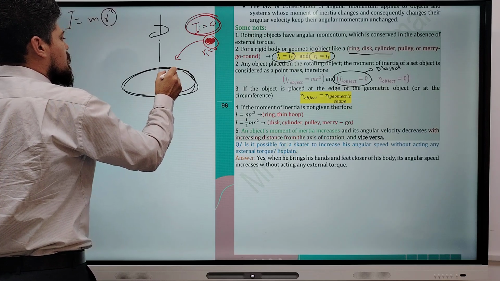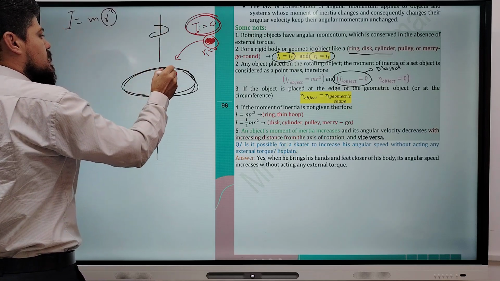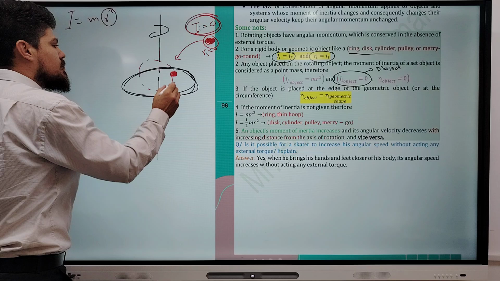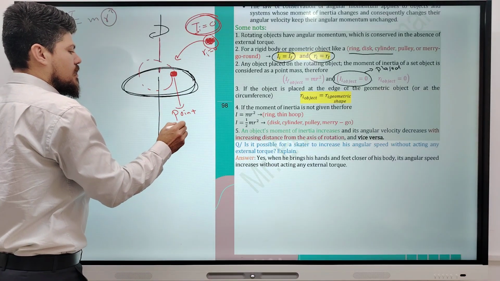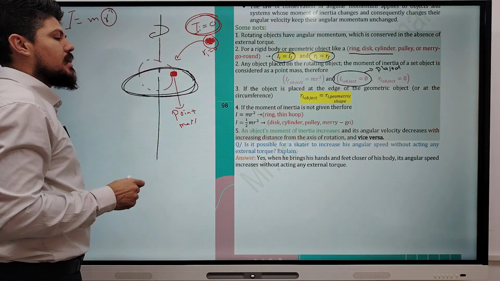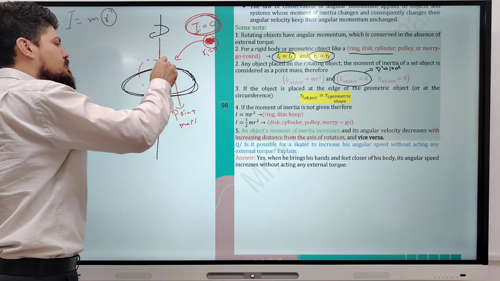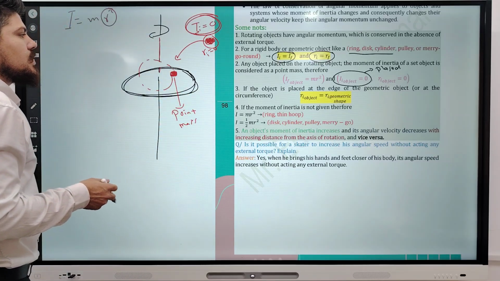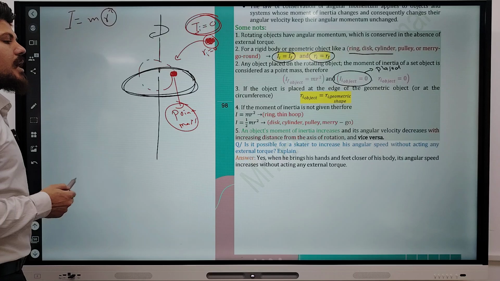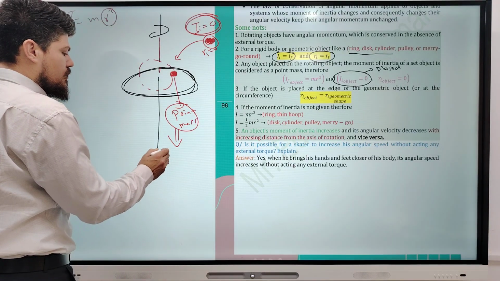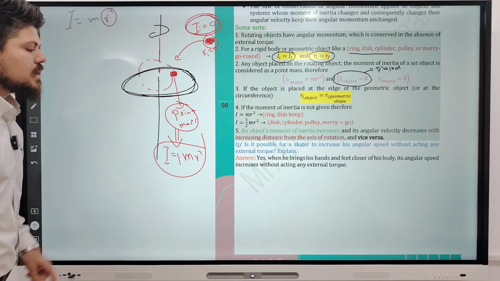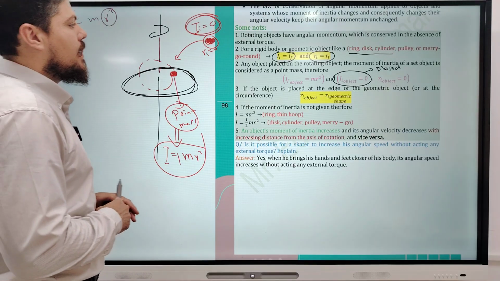After the object is placed on the geometric shape, this object is considered to be in circular motion. It is considered to be a point mass. Why? Because the object is fixed at the surface of the merry-go-round, and the merry-go-round is rotating. The object has the same angular speed as the merry-go-round, and the object is moving in a circular path. For every circular path, the object is considered to be a point mass. So the moment of inertia of a point mass is always equal to mr squared.